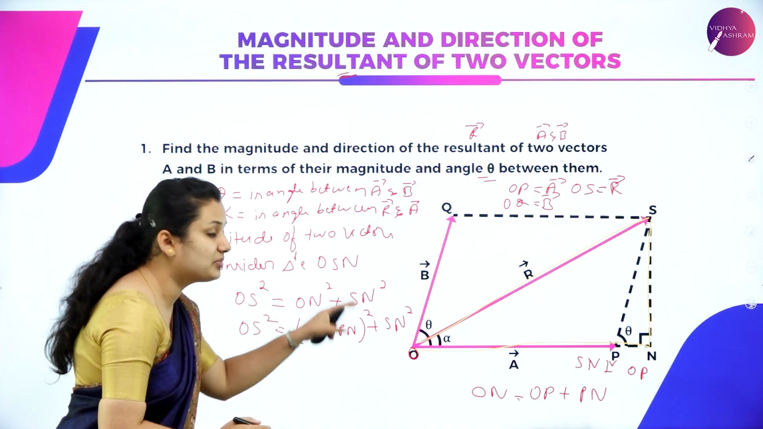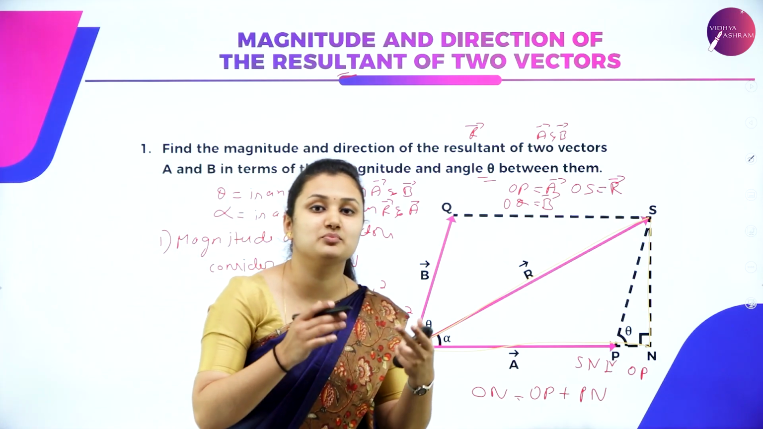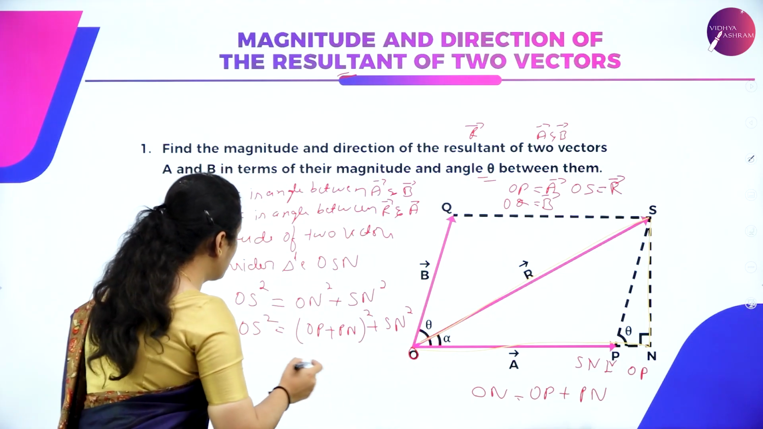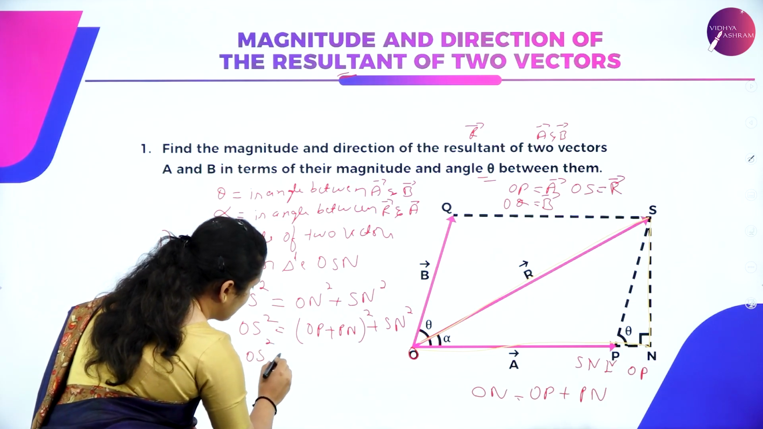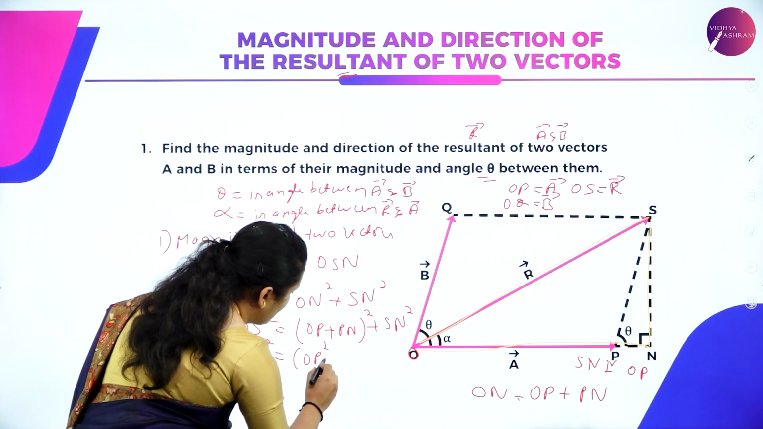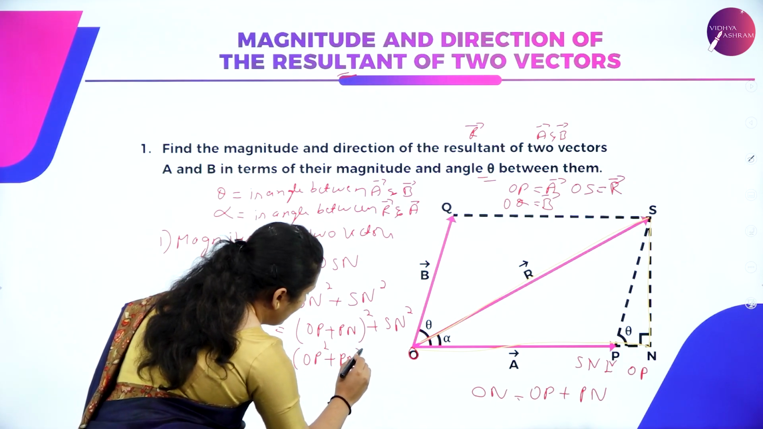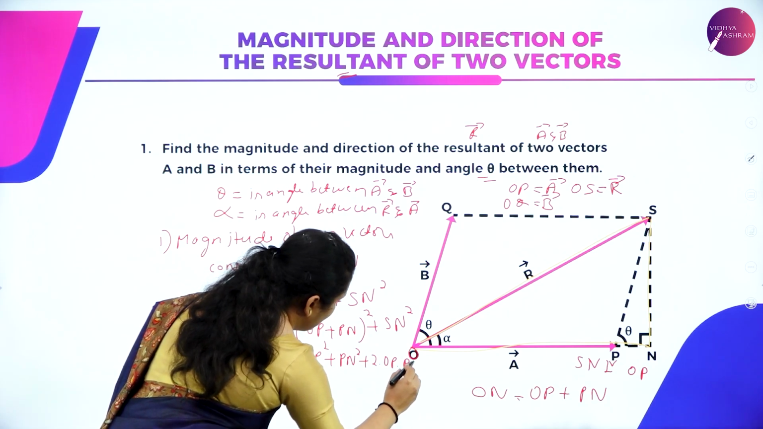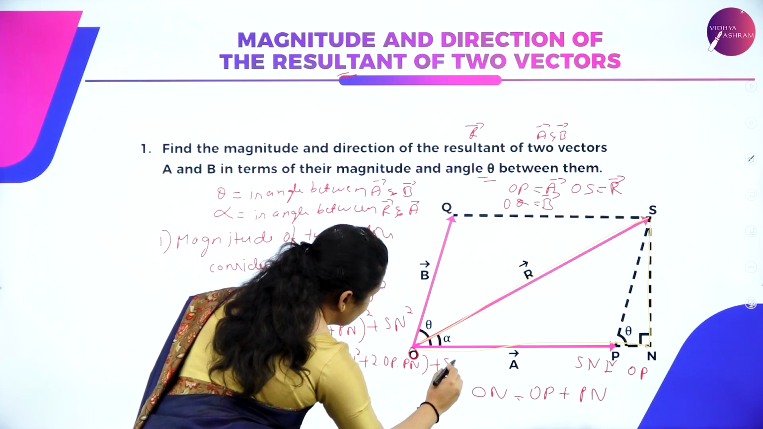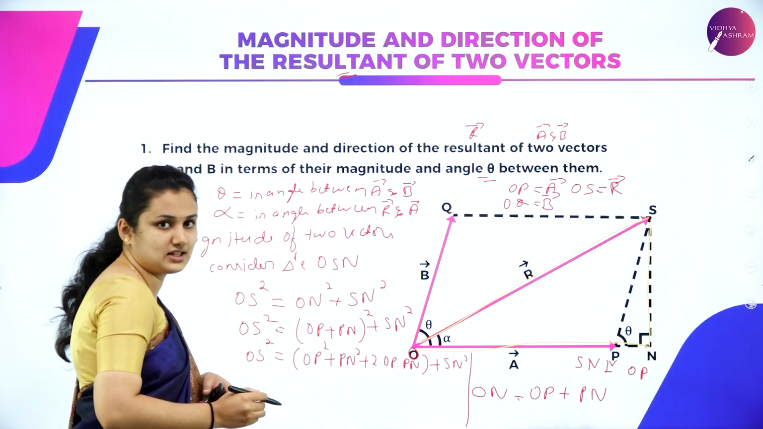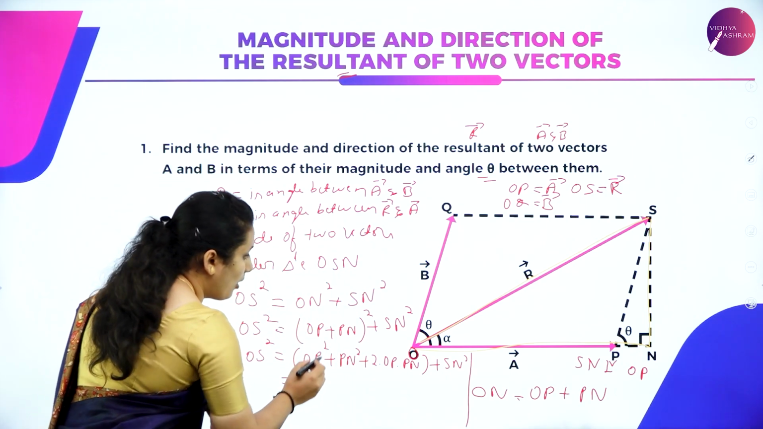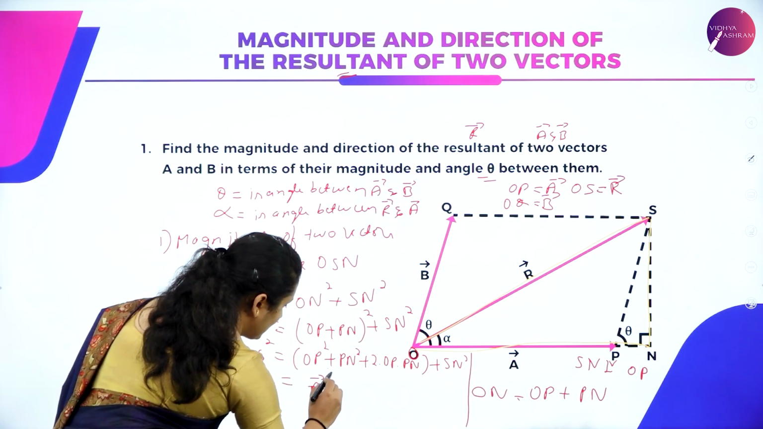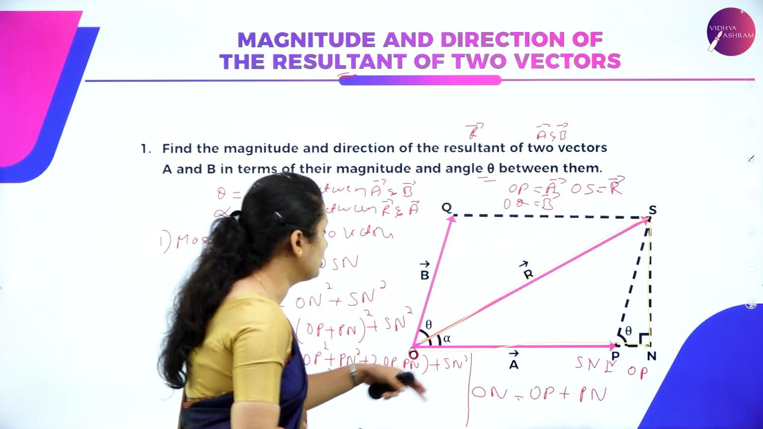So, what is A plus B whole square? A square plus B square plus 2AB. Split this using the A plus B whole square formula. So, OS square is equal to OP square plus PN square plus 2 OP PN plus SN square. So, what is my OP here? It is nothing but vector A. So, it is vector A square. PN square plus SN square.